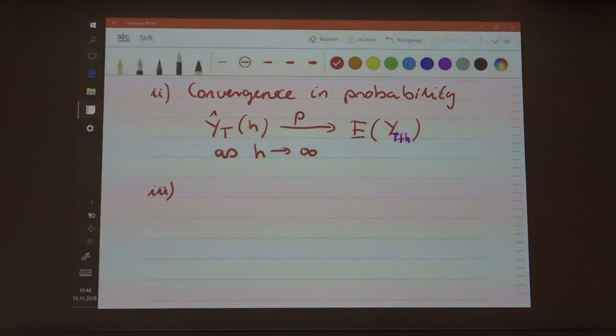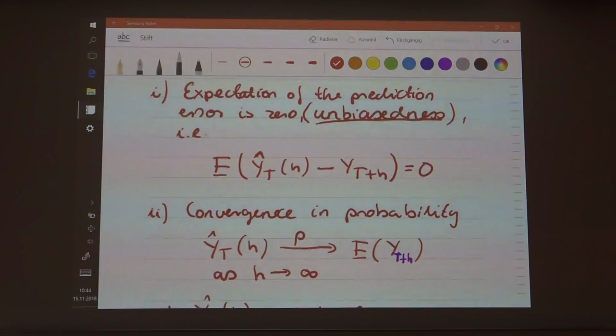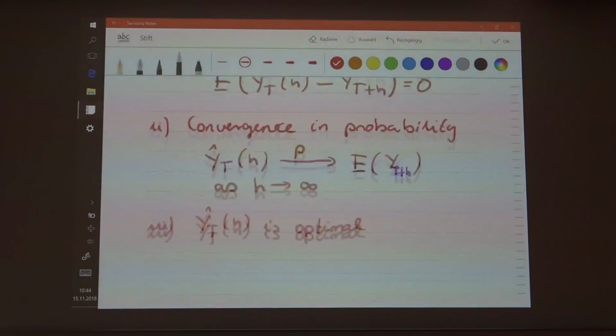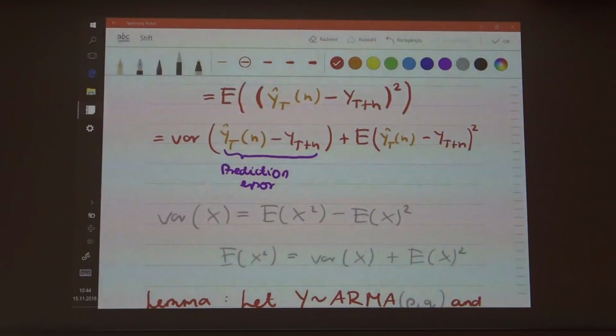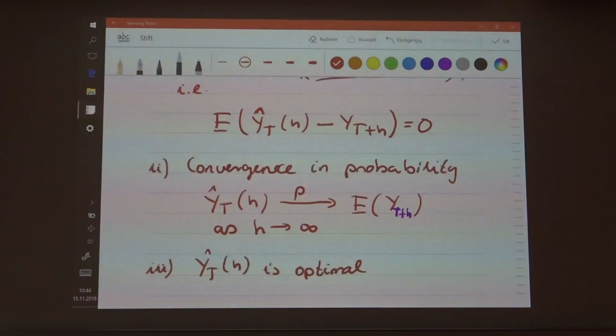The third property is that the forecast is optimal. So we have the optimality. This forecast is optimal, meaning that the mean squared prediction error is minimized. This is quite easy to see, because optimality means that the mean squared prediction error is minimized. If the forecast converges in probability to the expectation of the process, then the variance of the prediction error converges to 0, and then the mean squared prediction error is minimized, in the optimal case.